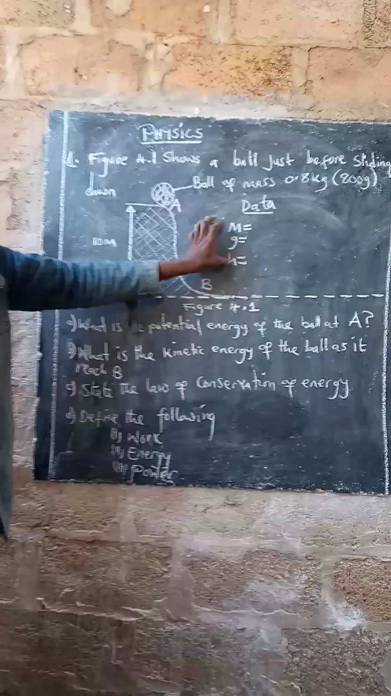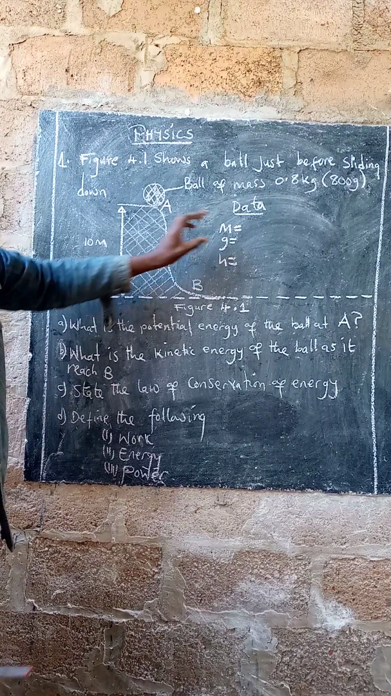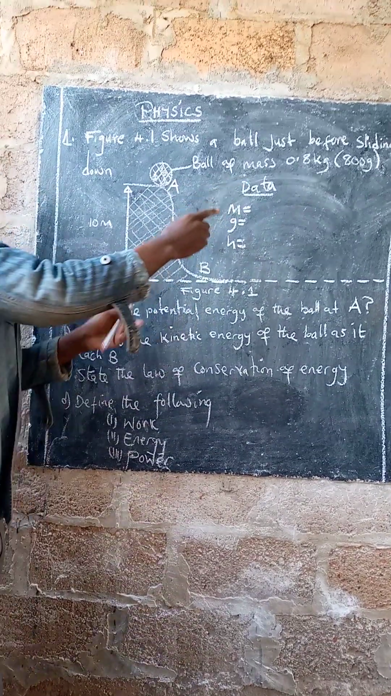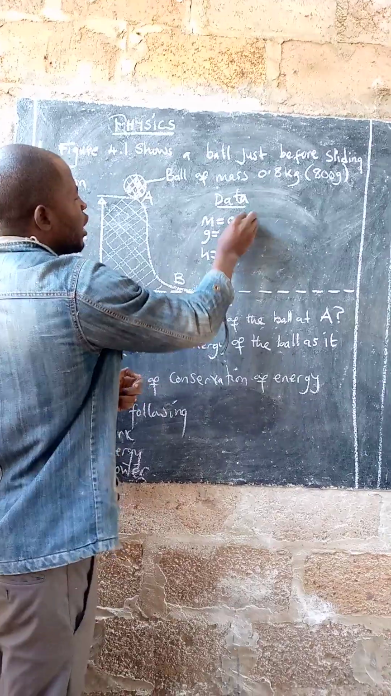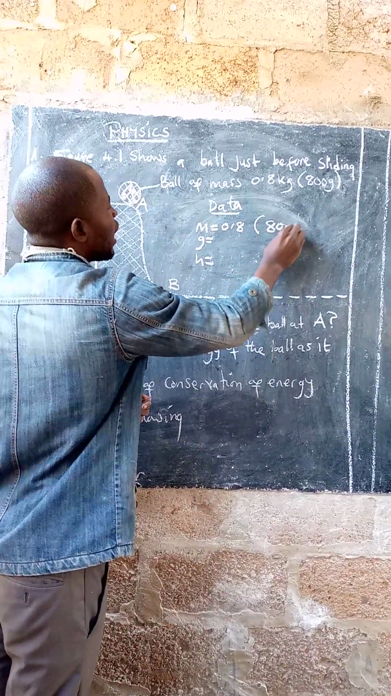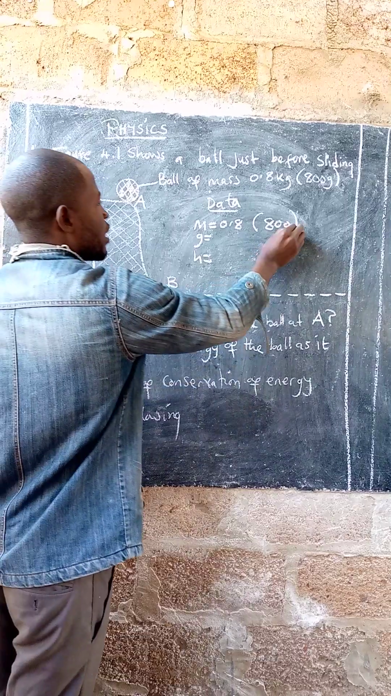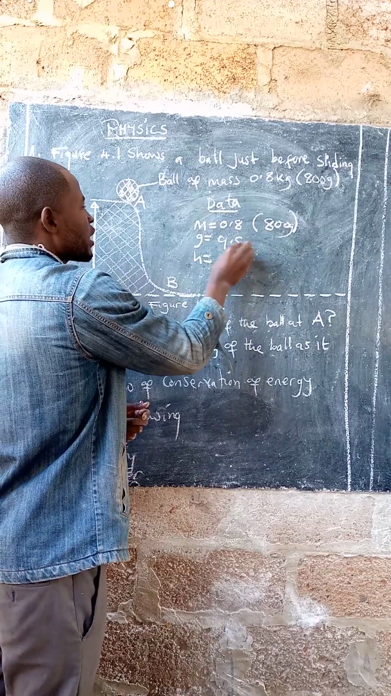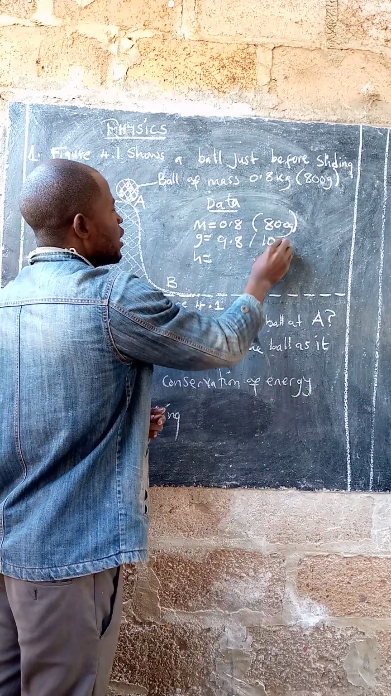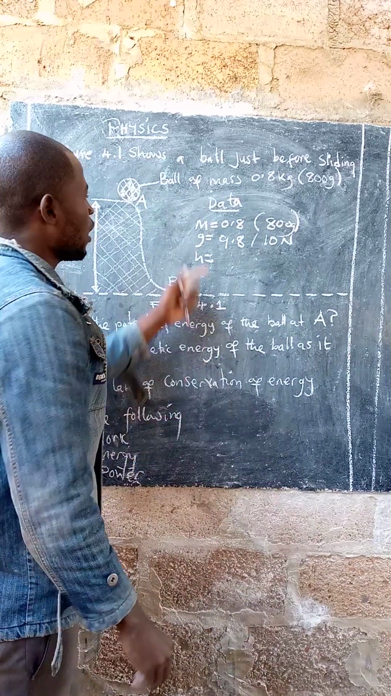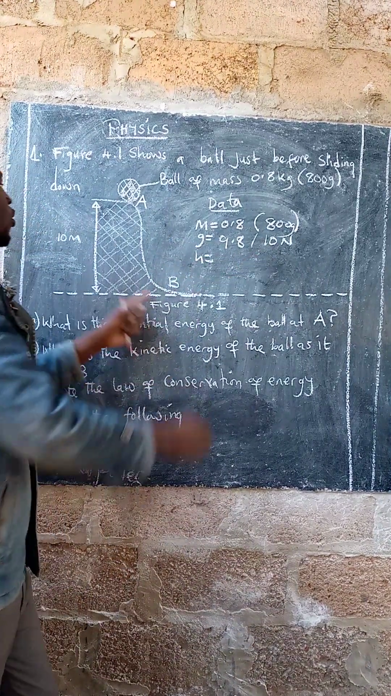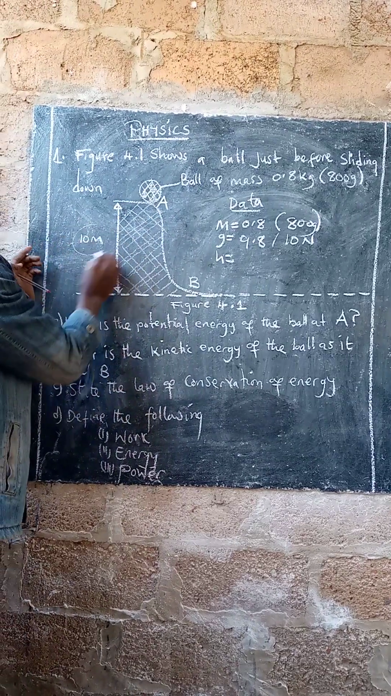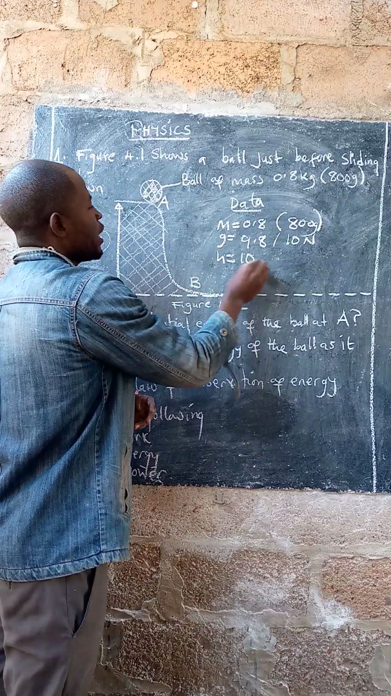You have to generate what we call data. So the first thing here, you look at the mass of the ball, which is how many? It's 0.8 kg, or 800 grams altogether. And then the gravitational strength, you can either use 9.8 or 10 Newton per kg. So now when you come up with this data, you look for the height. The height where this ball is, it is how many? It is 10 meters.